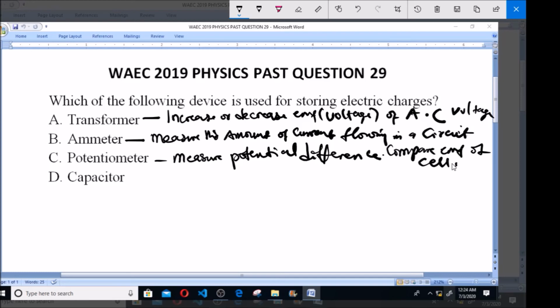And finally, a capacitor is a device used in storing electric charges. So from there you can easily see that D is the right option, capacitor.